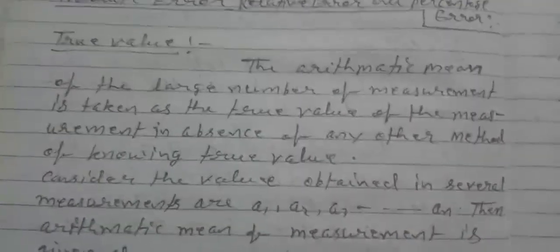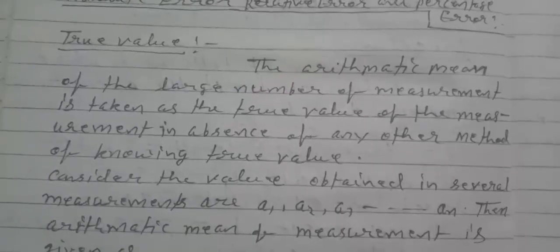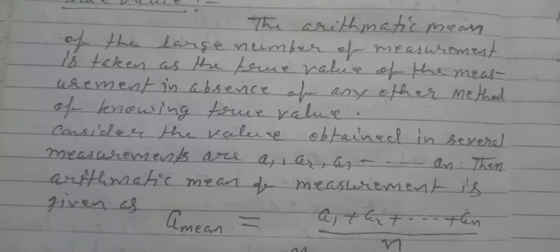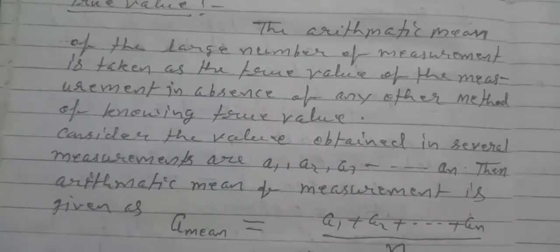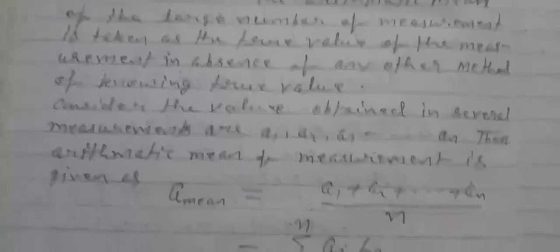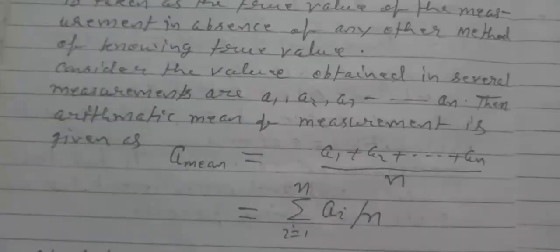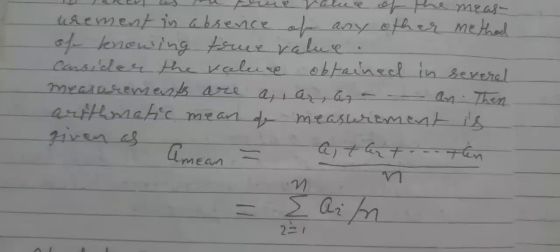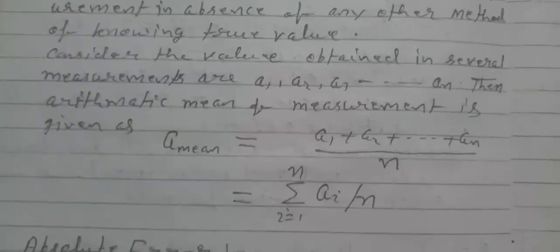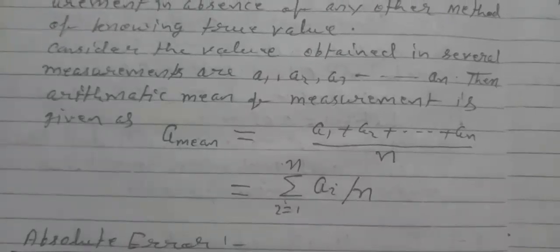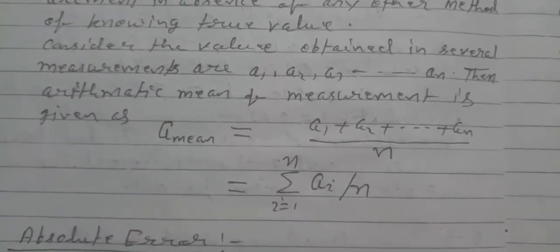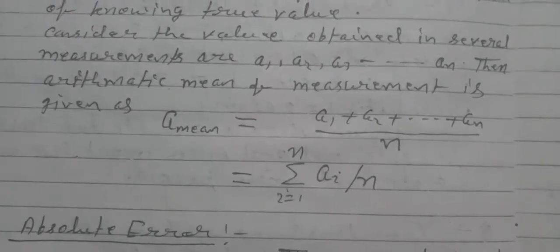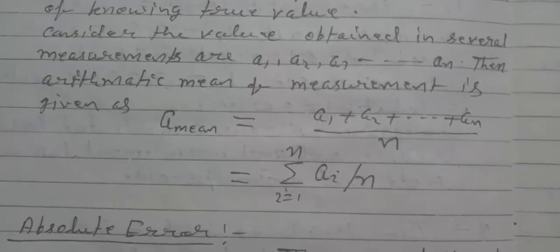First, true value. The arithmetic mean of a large number of measurements is taken as the true value of the measurement. In absence of any other method of knowing the true value, consider the values obtained in several measurements are A1, A2, A3, ..., An. Then the arithmetic mean of the measurements is given by A mean equals (A1 + A2 + A3 + ... + An) by n, equals sigma i equals 1 to n, Ai by n.